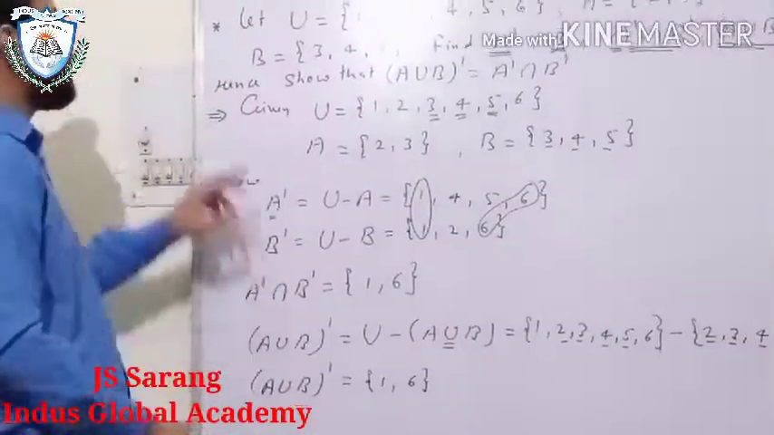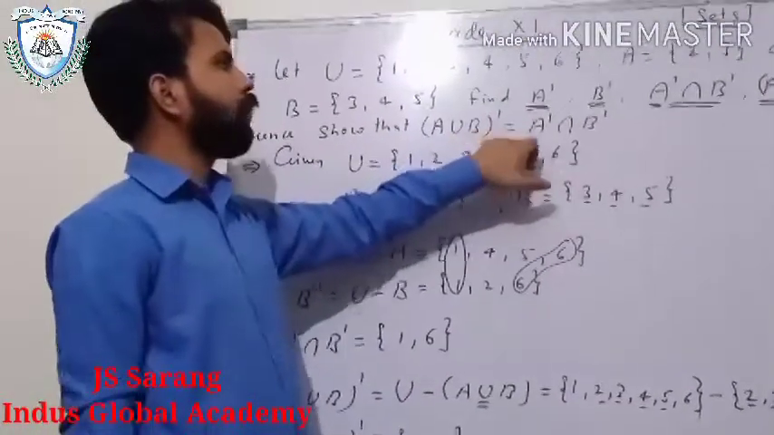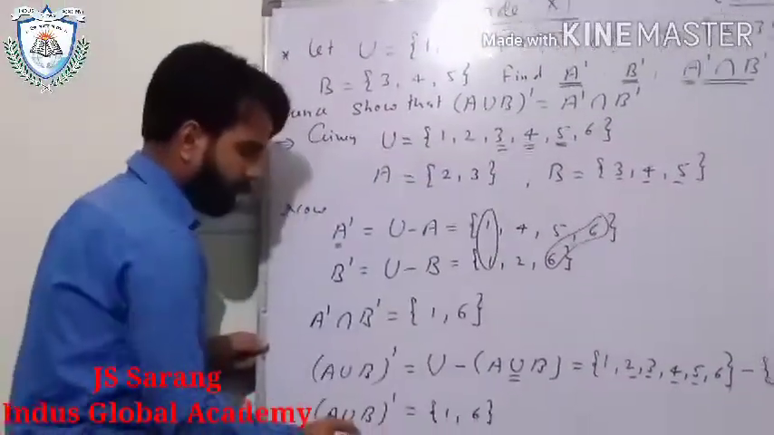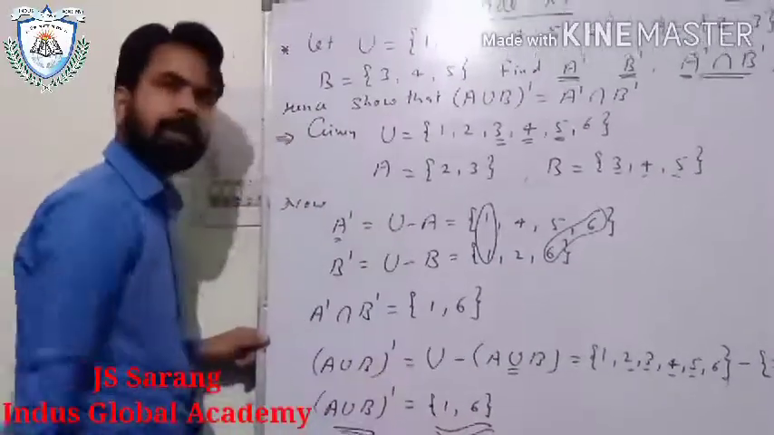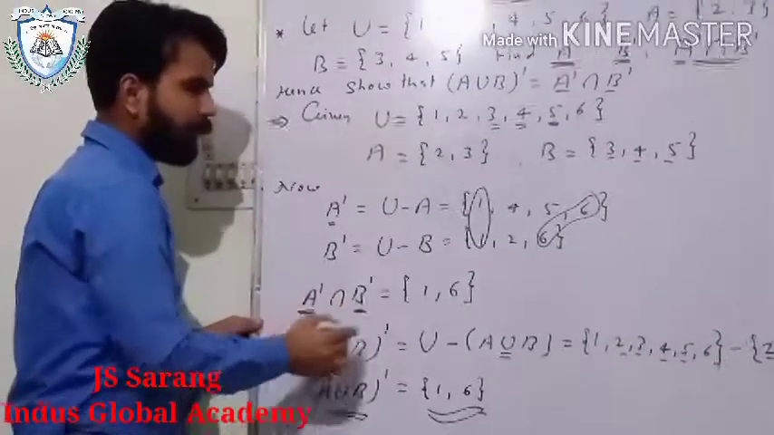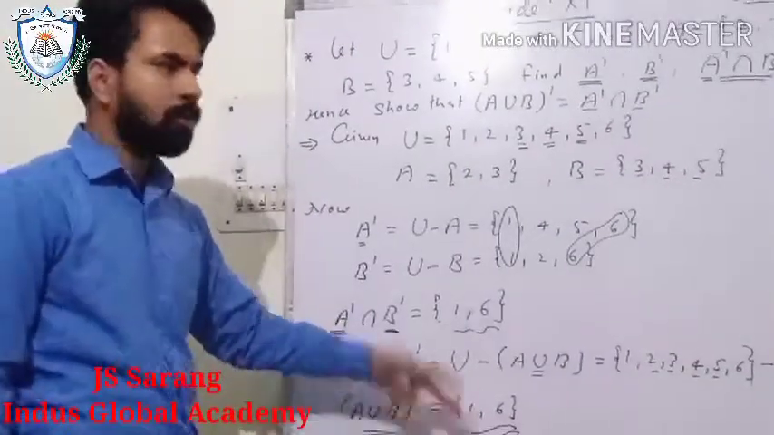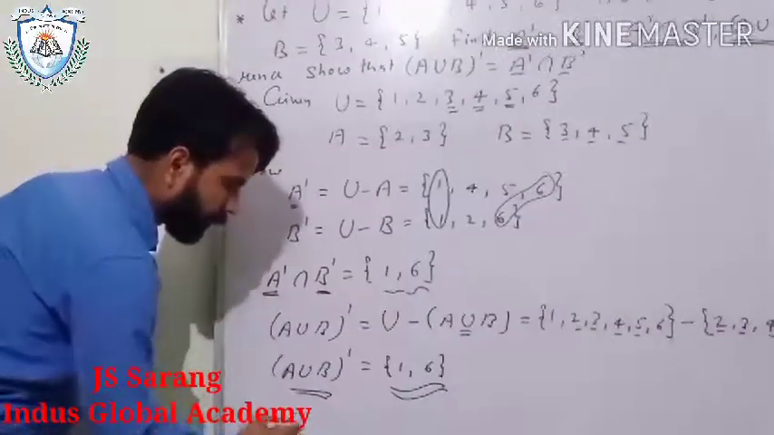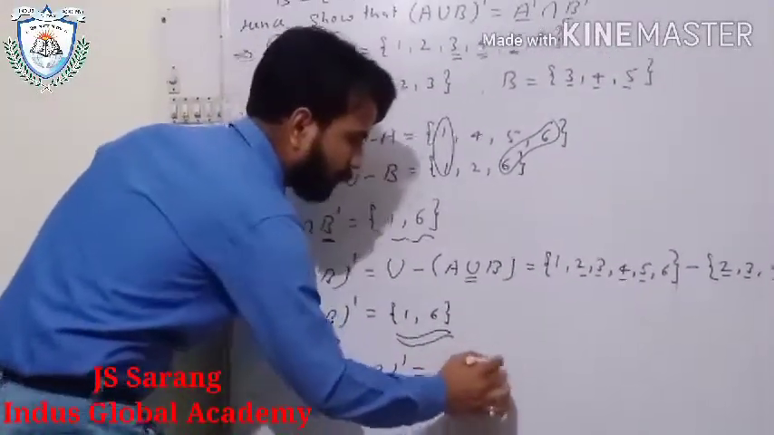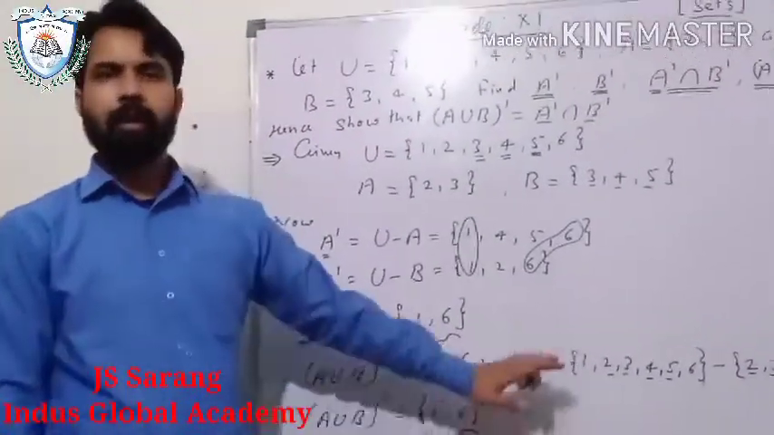Got it? Now the question is saying, hence show that A union B whole complement is equal to A complement intersection B complement. So see, A union B whole complement is equal to {1, 6}, and A complement intersection B complement is, again, we will get {1, 6}. So these both sets are equal or not? Hence we can write, A union B whole complement is equal to A complement intersection B complement. Got it? Hope it is clear to everyone.